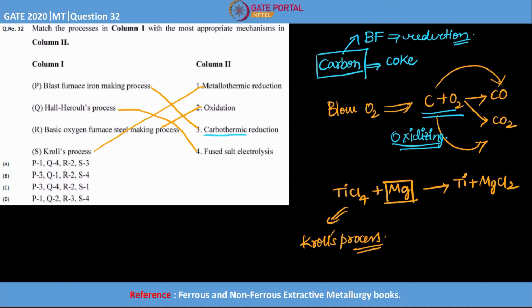So what would be your options? P goes to 3, Q matches with 4, R matches with 2, and S matches with 1. So 3, 4, 2, 1 is your option, which is option C. This is an overall summary of the different mechanisms that take place in different techniques. There are various other techniques, and I would suggest you go and study them, at least the working principles and the purpose of each.